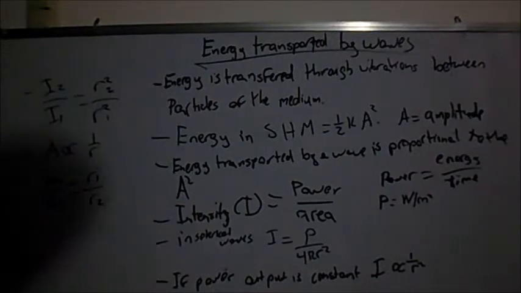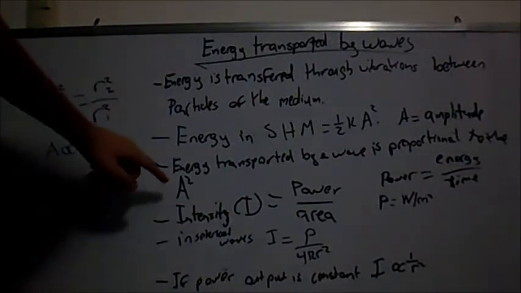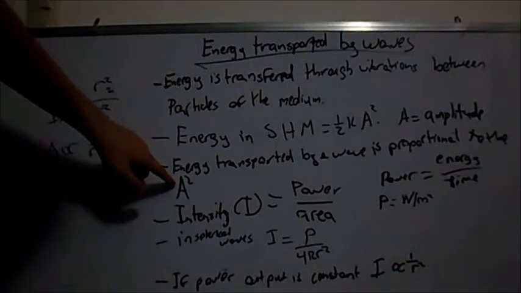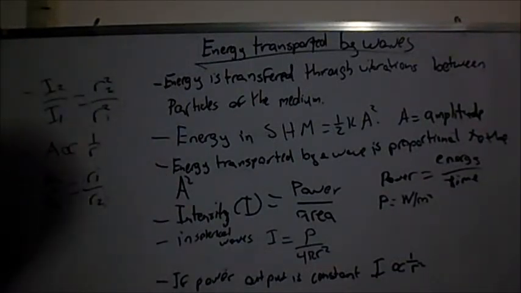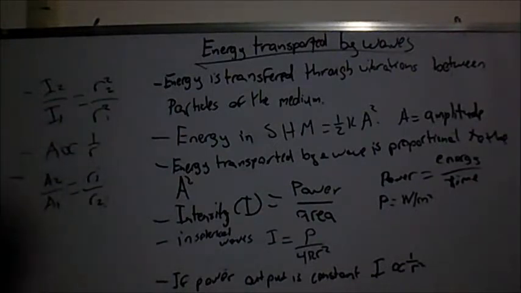So now that we know that intensity is also related to the amplitude squared, we can talk about different types of waves. An example of a new kind of wave is a spherical wave. What do I mean by a spherical wave? It's a wave that goes in all directions. For example, sound. When you say something in the air, the sound waves go in all directions. Another example is light. There are lots of examples.